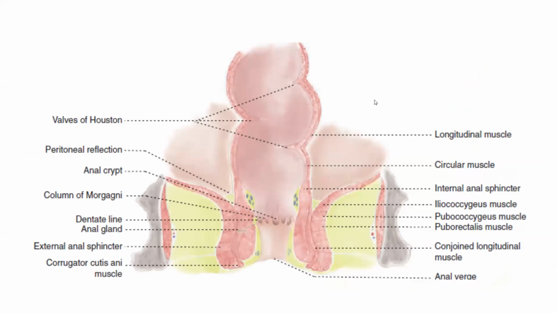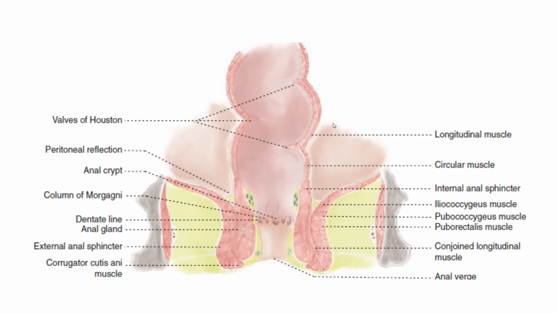Now, here we can see that there are three valve-like projections into the lumen of the rectum known as the valves of Houston. Now, although these are named as valves, they do not produce any mechanical impediment to the flow of the contents of the rectum. The surgical importance of this valves of Houston is that after complete mobilization of the rectum, the valves of Houston disappear, and this produces an additional 3 to 5 centimeters of rectal length.